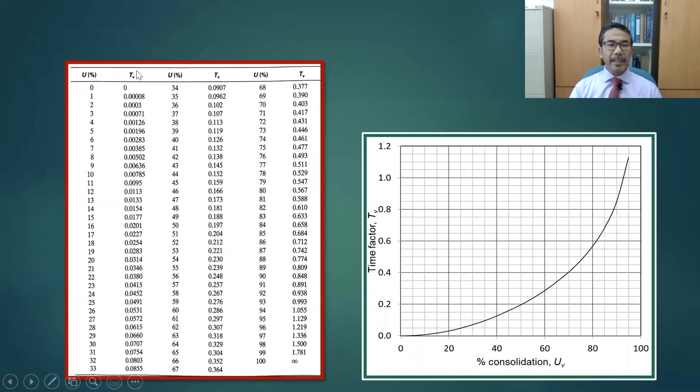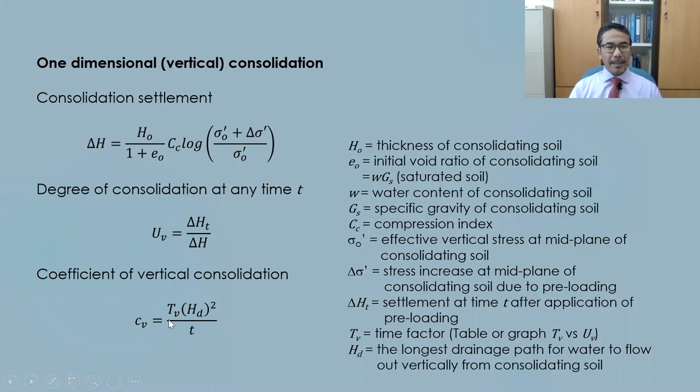And then t sub v here is the time factor. You may also refer to a graph, something like this. But in this case, I would prefer to use a table because it gives us relatively exact values compared to if we refer to a graph, something like this, maybe the values are not as accurate as we anticipate. Next is t here. This is the time after the application of preloading.